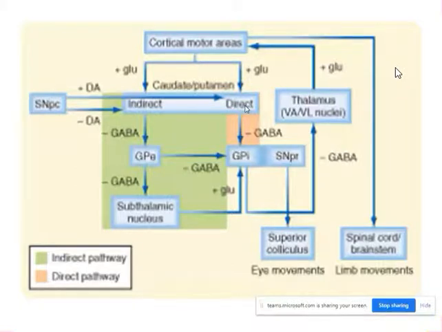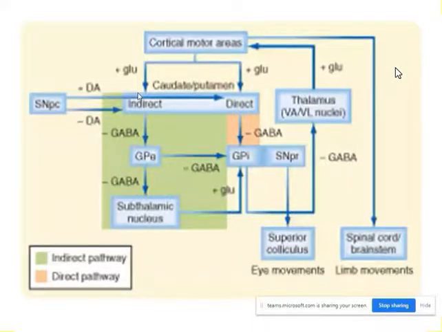Yes, sir. Now my question is, there are dopamine receptors D1, D2 and D3. Try to find out which type of dopamine receptor, either D1, D2 or D3, is present in the direct and indirect pathway. Please try to find it out. This is a viva question that will be asked.